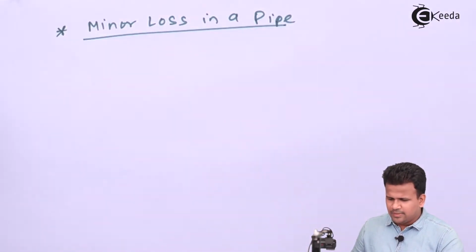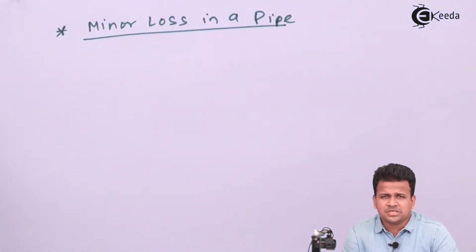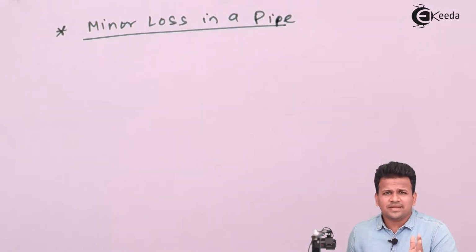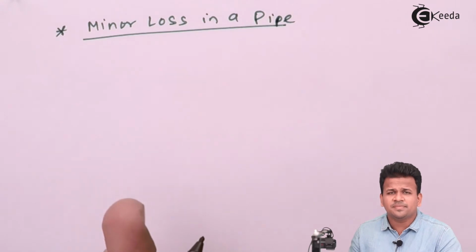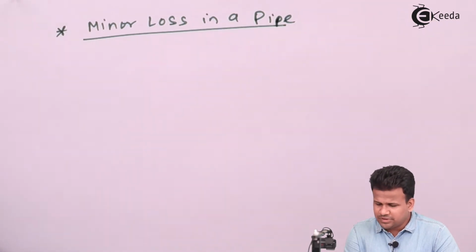Now, before defining the minor loss, let us see what was major loss. Major loss in a pipe is due to the length of that entire pipe, roughness, velocity and the diameter of the pipe. So there will be a decrease in pressure at the end of the pipe. That decrease in pressure is due to overcoming frictional force. So that depends upon the length.